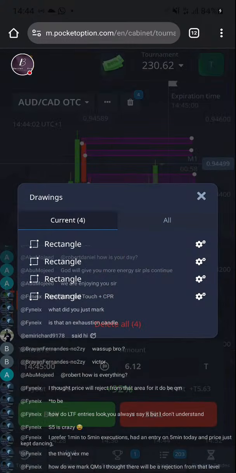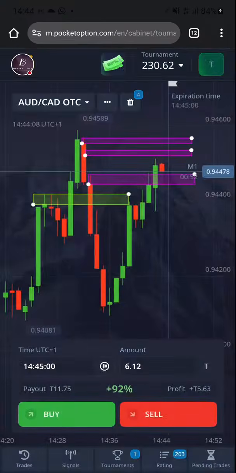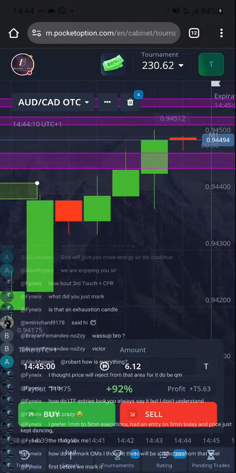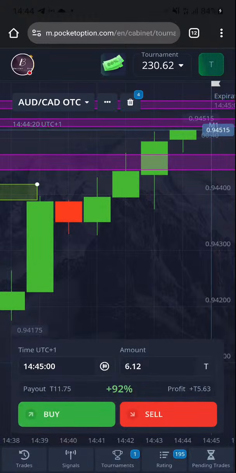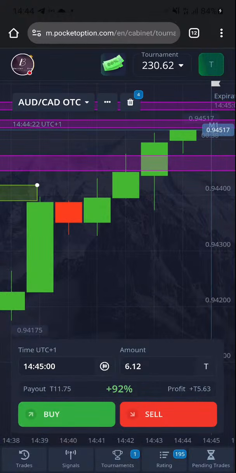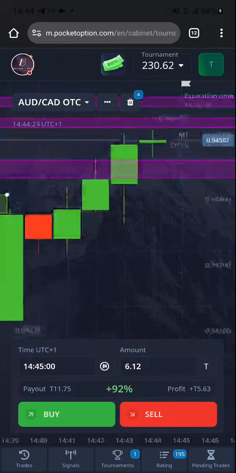So now let me read your message. How do we mark QM? I thought there would be a rejection from the level. Yes, look at this now. This entry, this is a rejection. This is a rejection already. Well, before we mark it, I'll show you. The first thing you need to do is mark the shoulder.